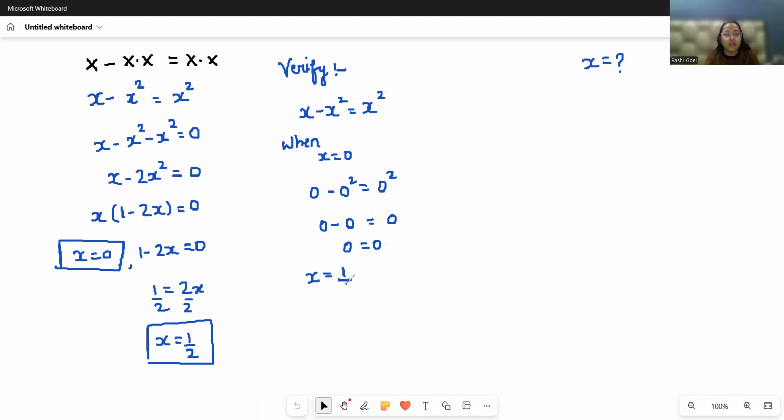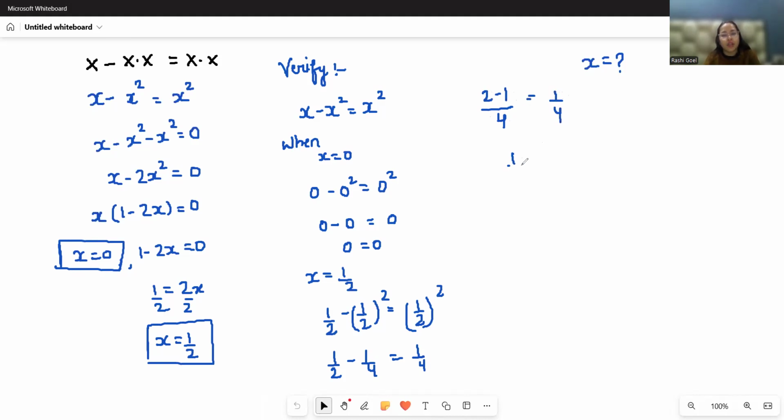When x equals 1 by 2, it becomes 1 by 2 minus (1 by 2) whole square equals (1 by 2) whole square. We have to verify. So it becomes 1 by 2 minus 1 by 4 equals 1 by 4. So let's take the LCM of the left hand side. So it becomes (2 minus 1) over 4, and here is 1 by 4. So yes, it's 1 by 4 equals 1 by 4.